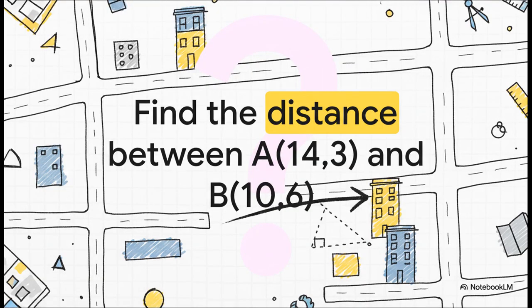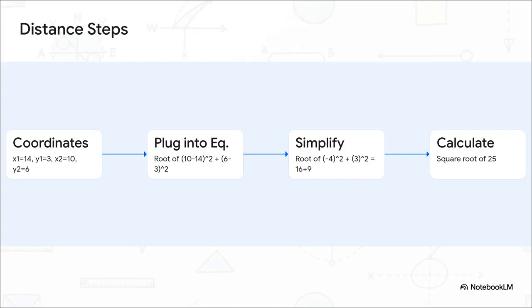Let's make this super practical. Here's a classic exam question straight from the source material. Example 13.1. Can we find the exact distance between point A at (14, 3) and point B at (10, 6)? Just imagine these are 2 buildings on your city grid, and we need to know the straight line distance between them. Let's break this down step by step, just like you would on your test.